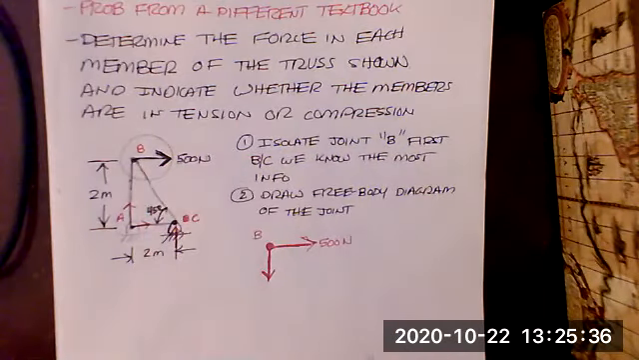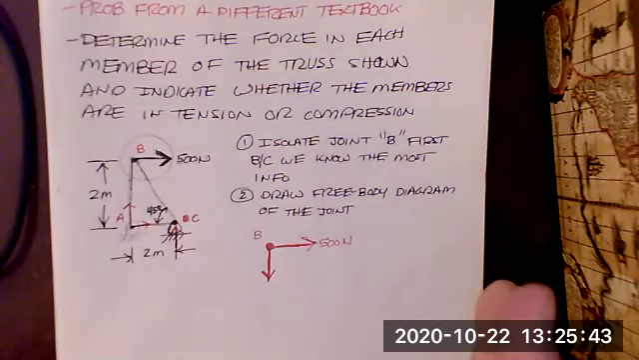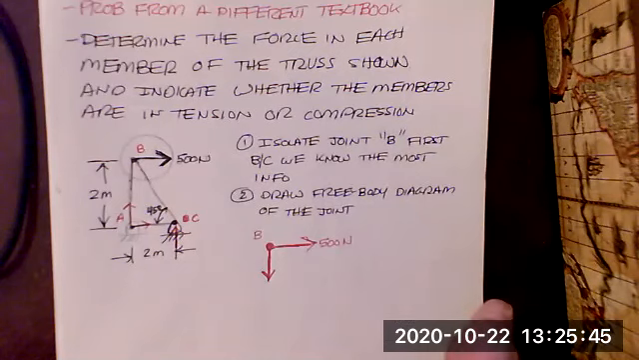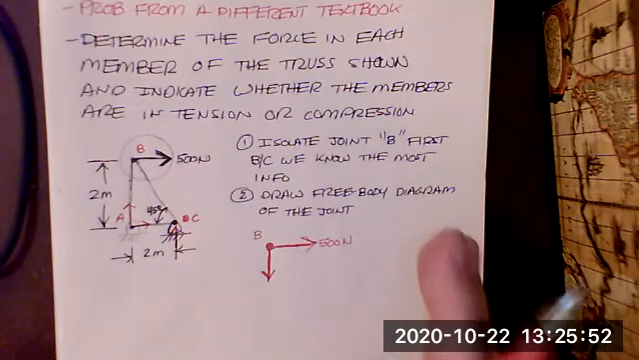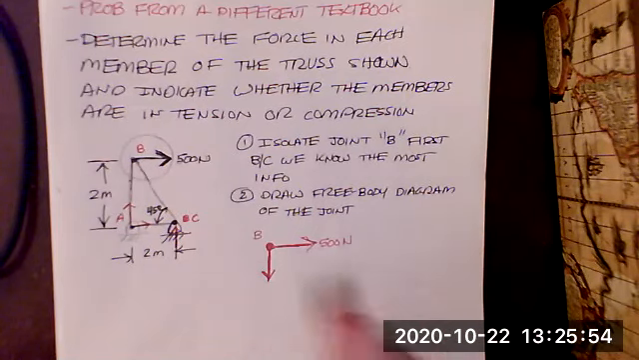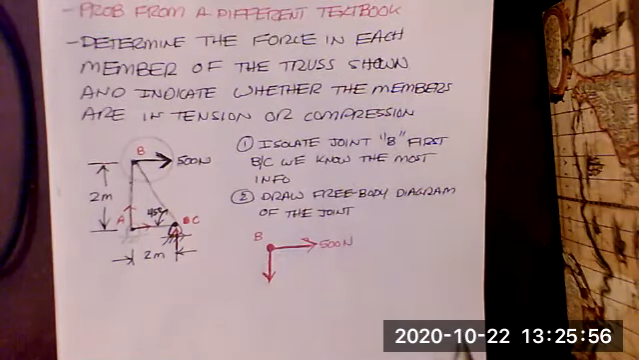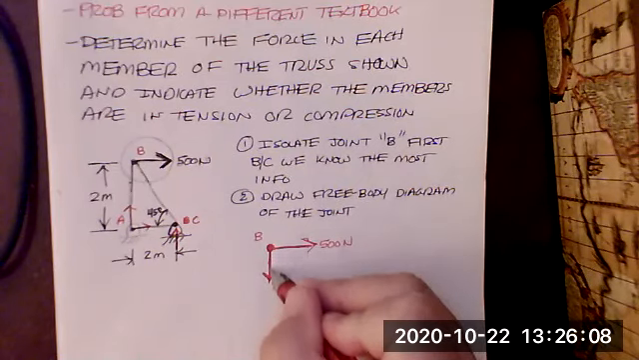Remember this rule. If the force is pushing on the joint, that's compression. That member is in compression. If the member is pulling on the joint, that's in tension. One more time. The joint is what we're analyzing. If you are pulling on the joint, it's in tension. If you're pushing on the joint, it's in compression. So we're pulling on the joint.